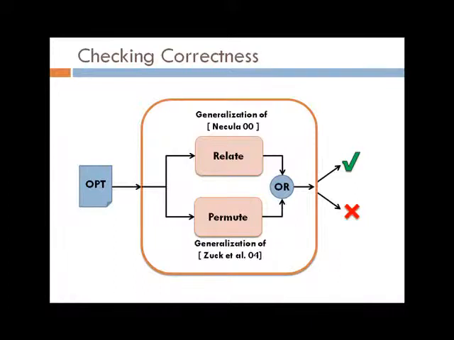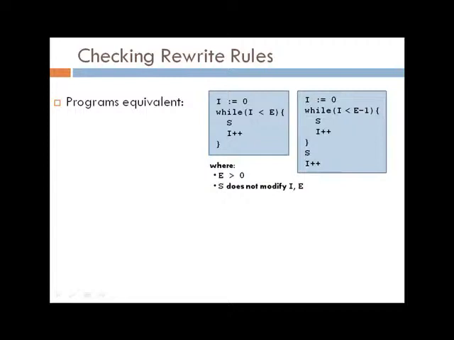Next, I'll show how the relate module can check our loop peeling example, and later in the talk, I'll show a very brief example that relies on the permute module to give you an intuition for how it works as well. We want to show that whenever we transform a program with this rewrite rule, the original and transformed versions of the program are equivalent.